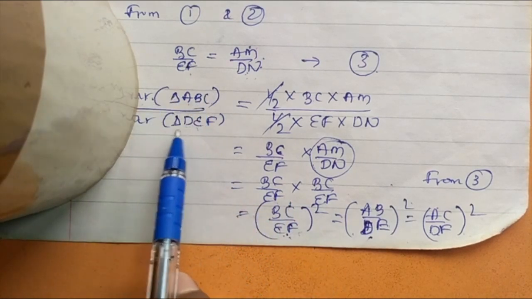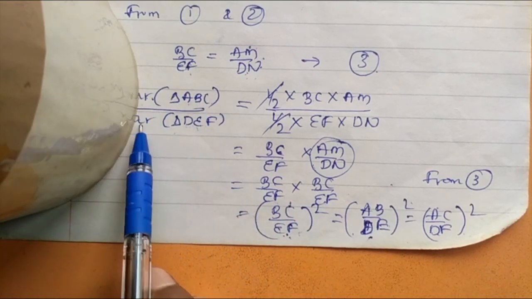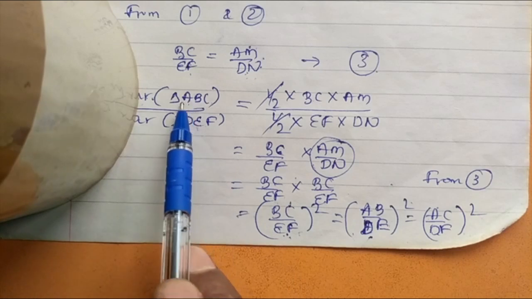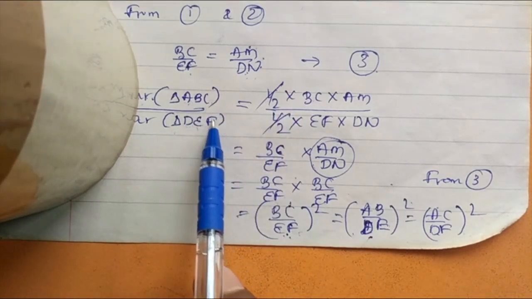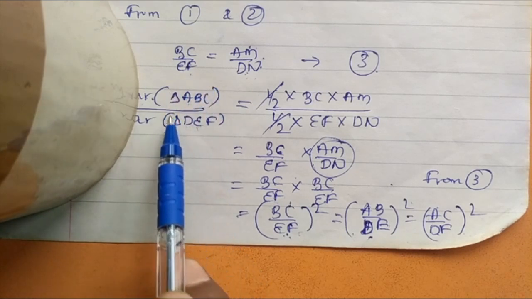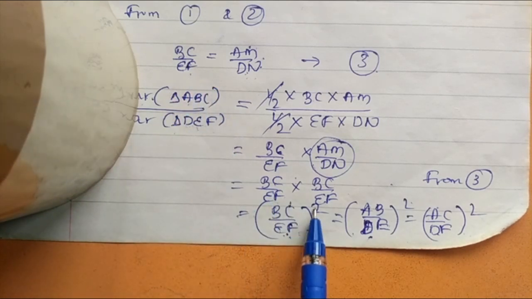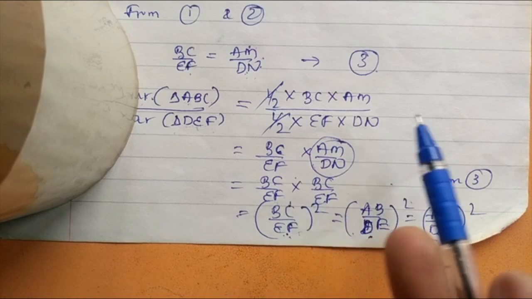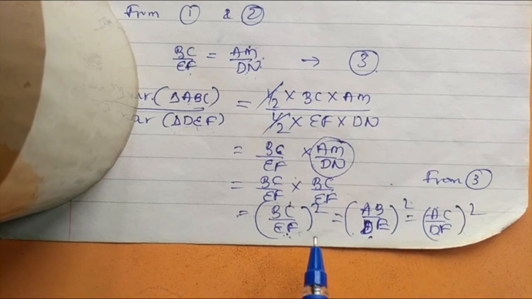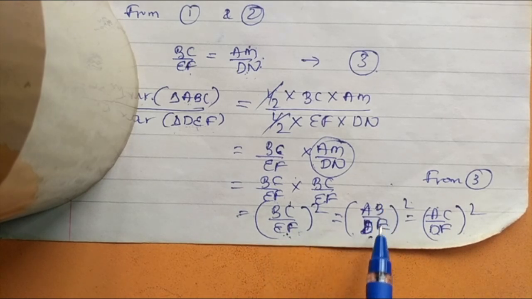Therefore, when two triangles are similar, their areas are always equal to the square of any one of the three ratios we have: AB by DE, BC by EF and AC by DF. In all three ratios, take any one and go for squaring. During problem solving, which ratio should I take? Check in the question which values are given. If BC and EF values are given, select this. If AB and DE values are given, take this. You can take it. Okay.